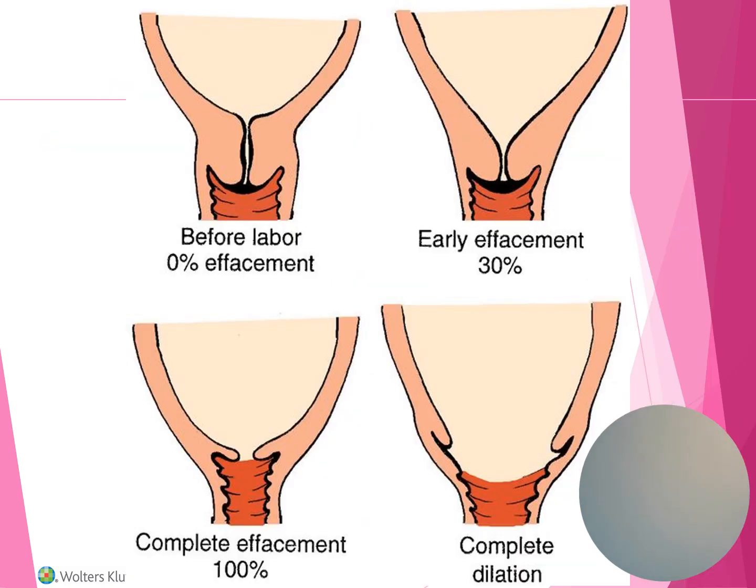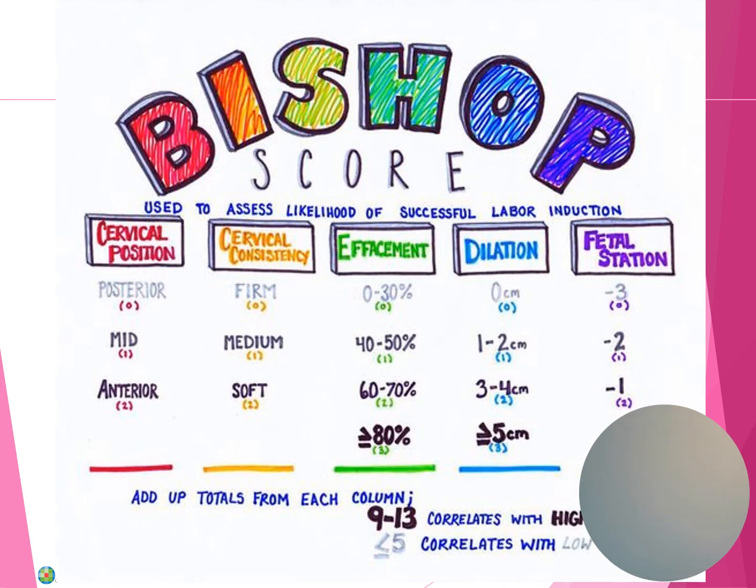This slide demonstrates the cervix, which shows before labor, early effacement, complete effacement, and complete dilatation. So again, the cervix not only has to dilate, it has to thin out. The Bishop score is something that is used to help determine how ready the cervix is for delivery. How ready is mom for delivery?